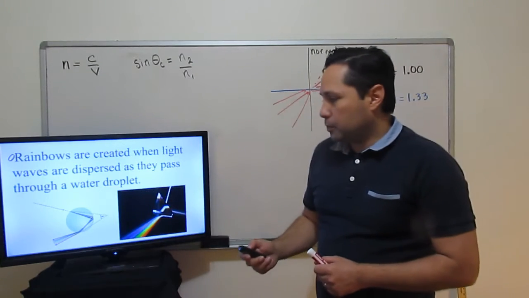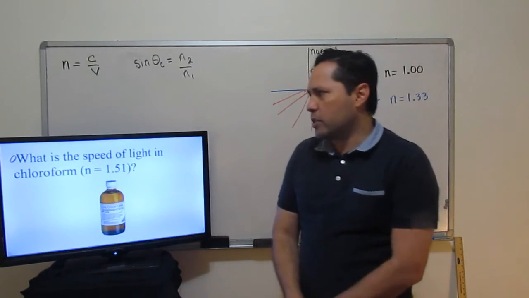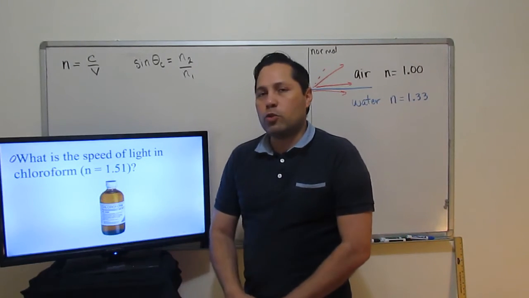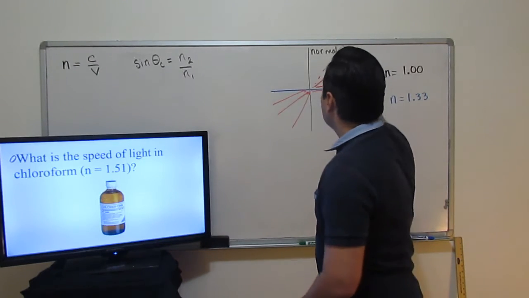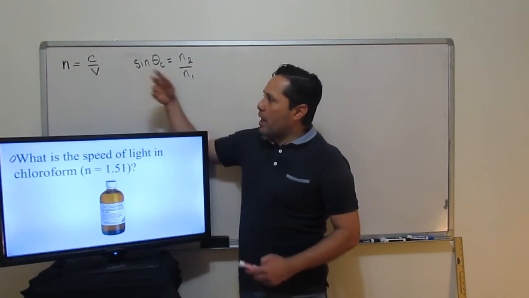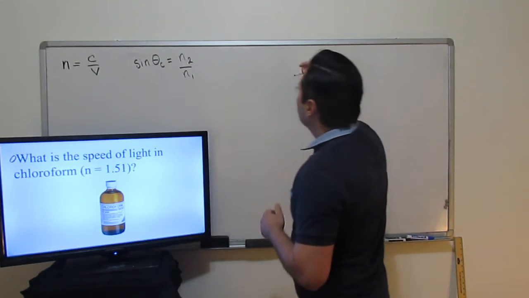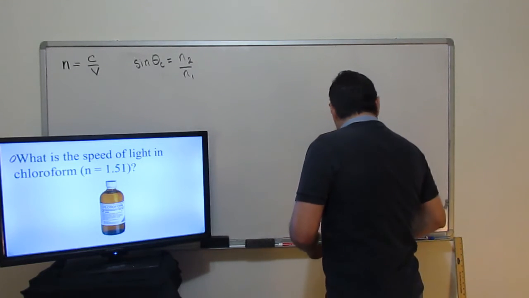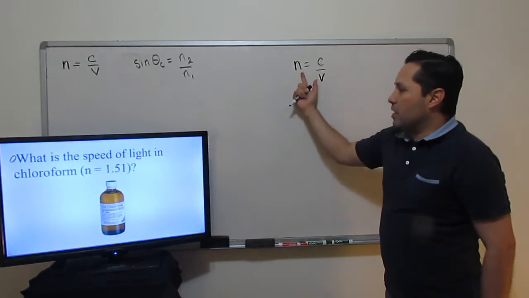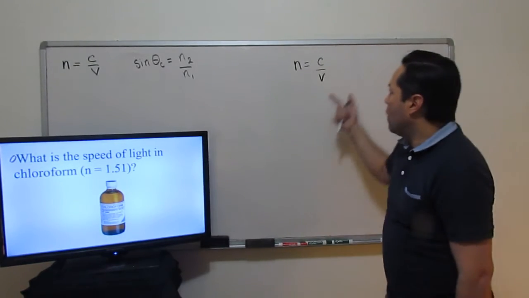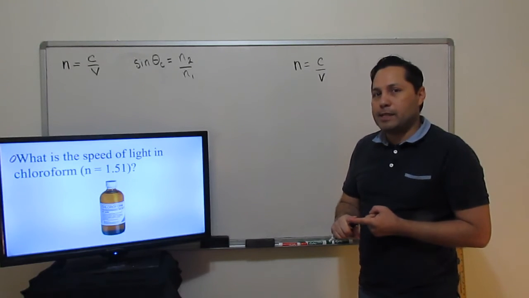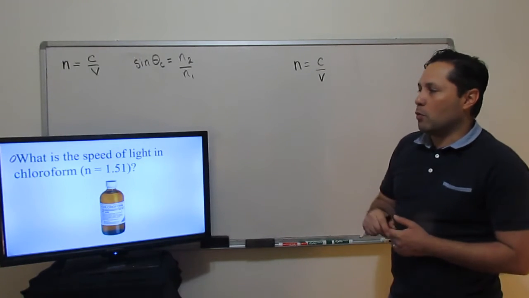All right, let's move along. So here's a problem for you guys. They ask you, what is the speed of light in chloroform? And chloroform's index of refraction is 1.51. So we're going to use our first equation right there, n equals c over v. N is the index of refraction that was given to us, 1.51. C is a constant for the speed of light, 3 times 10 to the 8 meters per second. And v is what we're solving for.